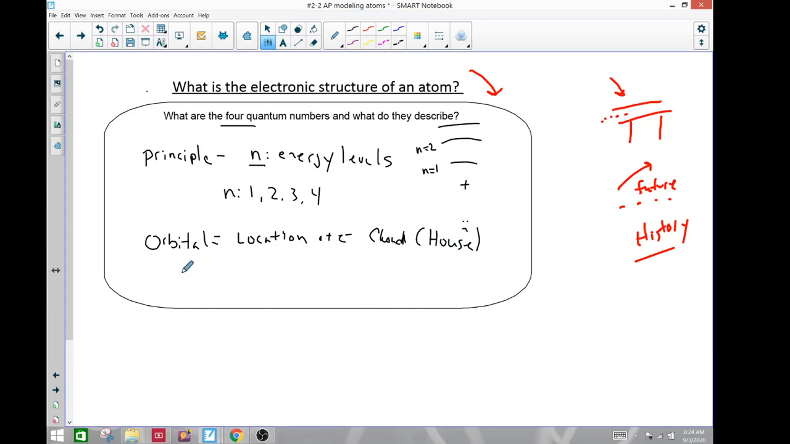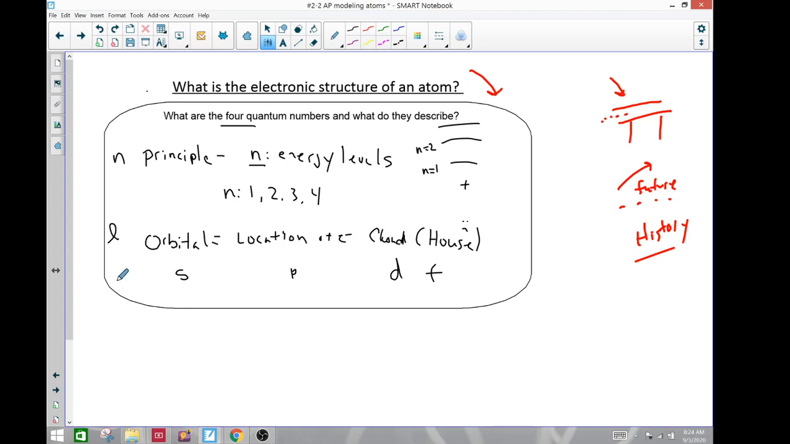So what are they? Well, we have S, we have a P, a D, and an F. This quantum number is symbolized by a lowercase l, while the principal one is an N.